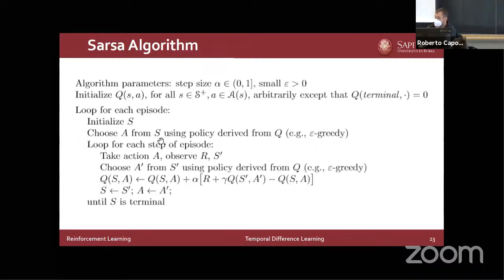So the SARSA pseudocode is the following. We start from a certain state, we choose our actions by following an epsilon greedy policy derived from Q. So we take our action, we observe the reward and the next state, we choose the next action from the policy, and we update our Q function according to the formula that we have seen before, until the state is terminal.